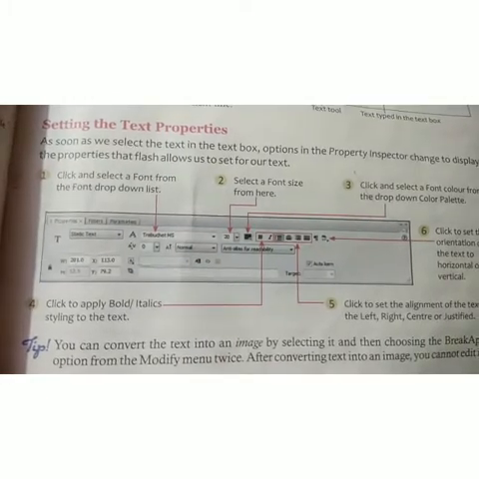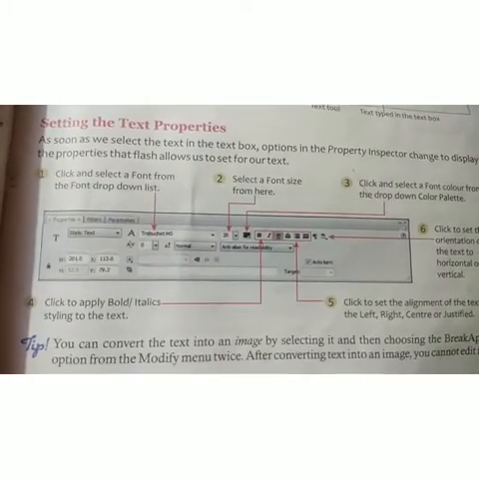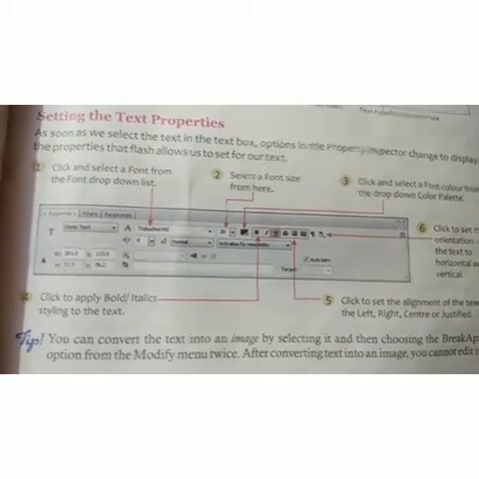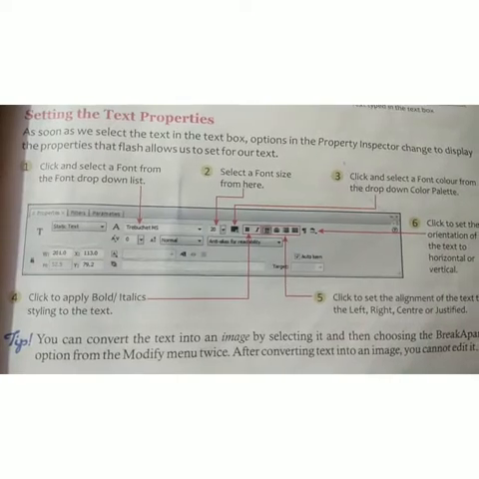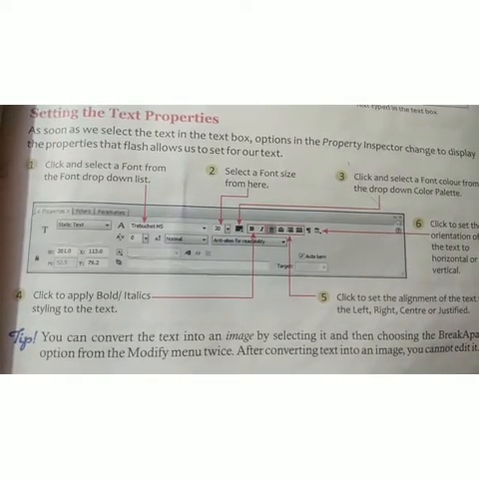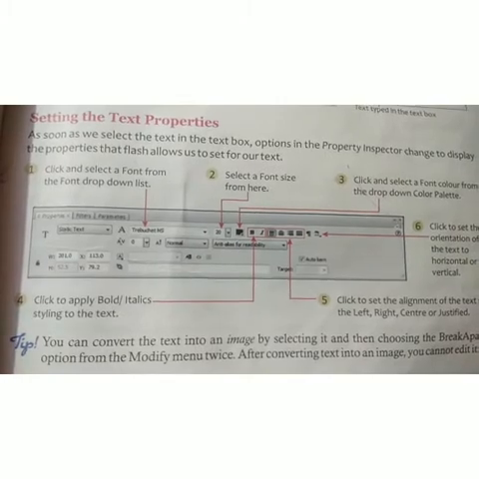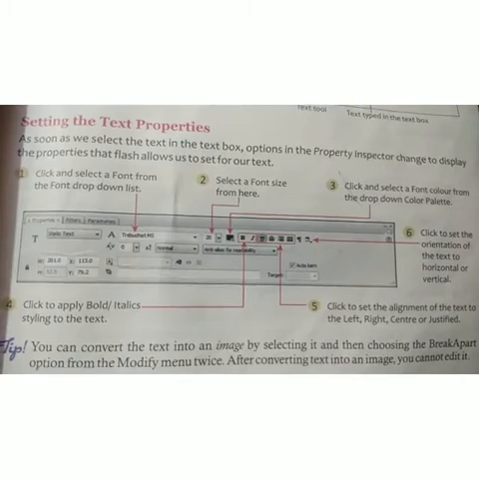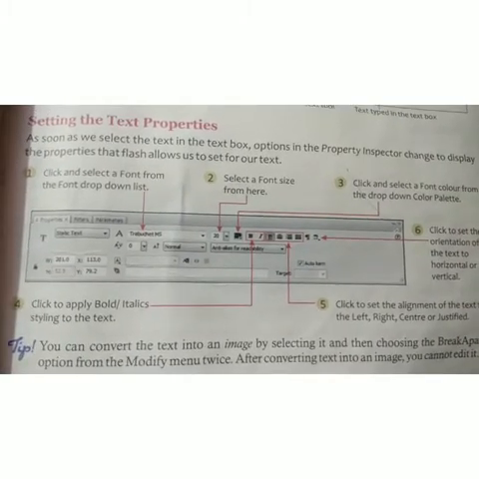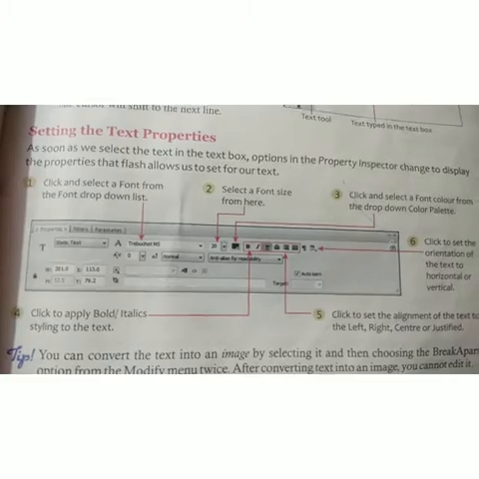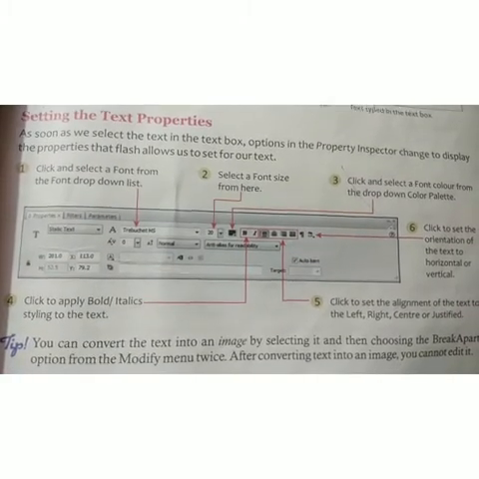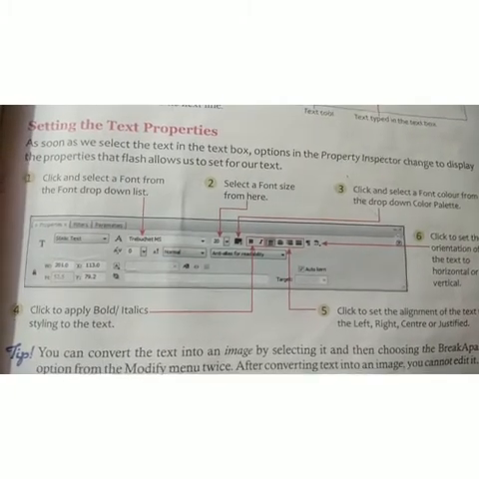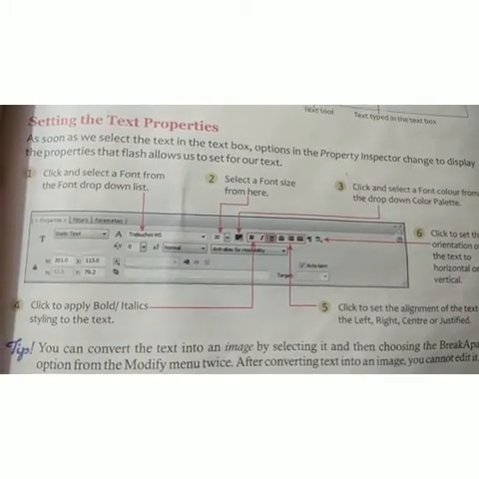So means student, first step, click and select a font from the font drop down list. Then select a font size from here and click and select a font color from the drop down color palette. Then fourth, click to apply bold italic styling to the text. Next, click to set the alignment of the text to left, right, center or justify. Then last, click to set the orientation of the text to horizontal or vertical form. Means we can set the text property accordingly in Flash CS3.